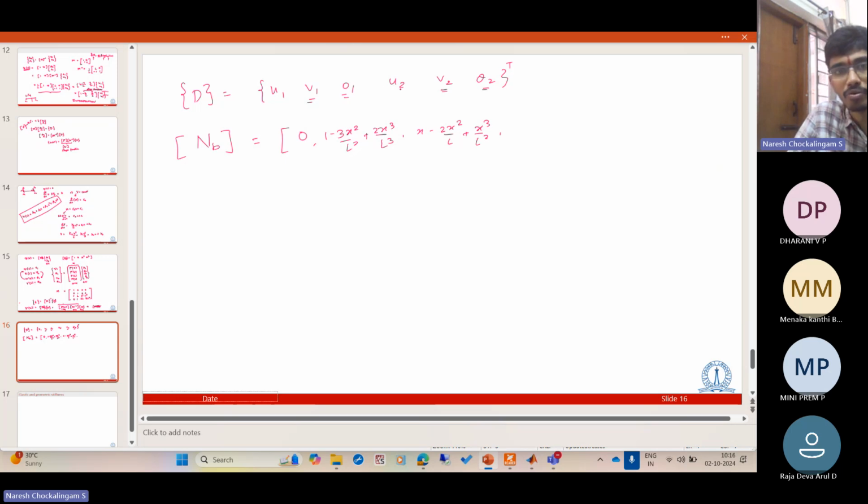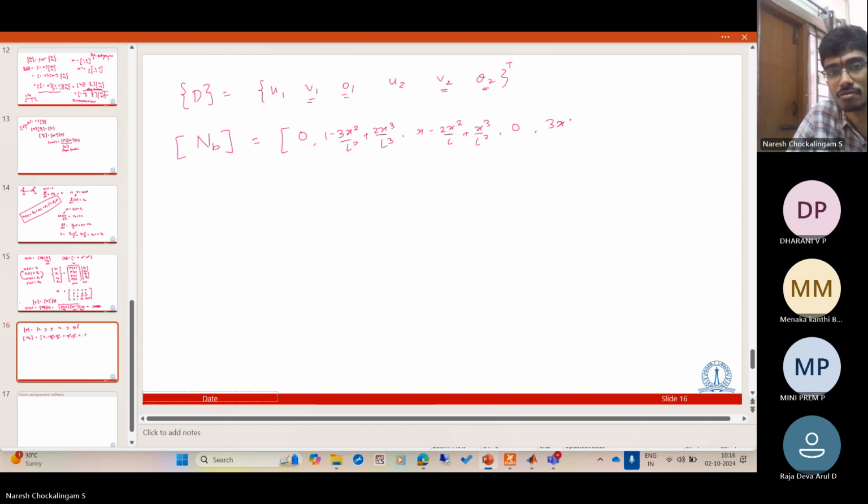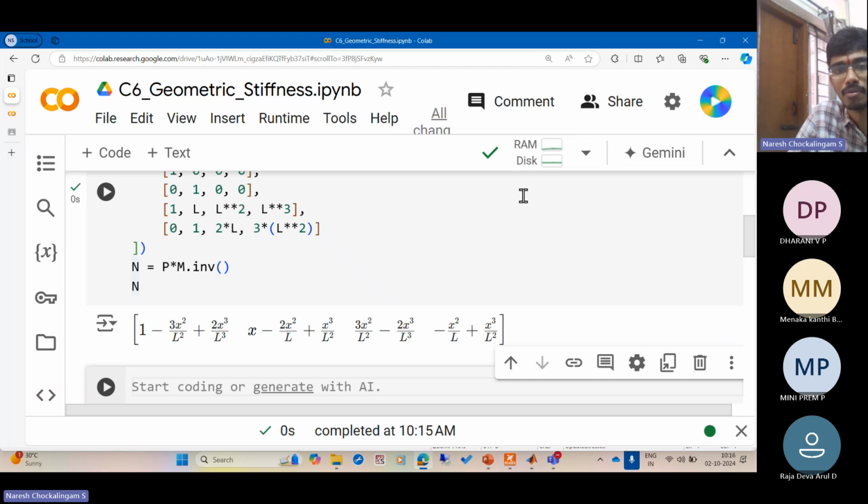Then corresponding to u2, the beam shape functions cannot depend on u2, so I'll put a 0. And v2 is 3x squared by L square minus 2x cubed by L cube. And the last one is minus x squared by L plus x cubed by L square.